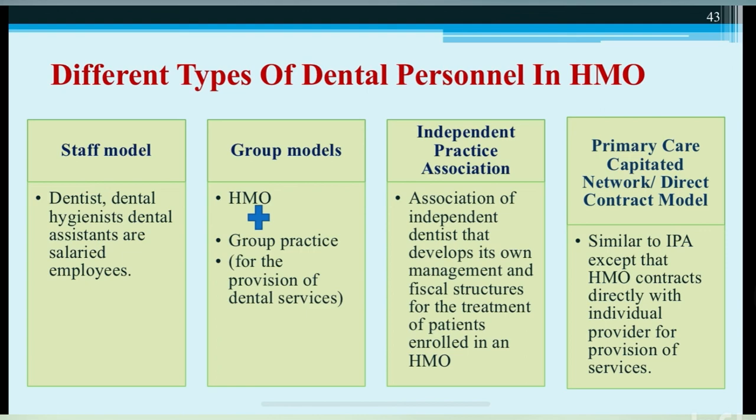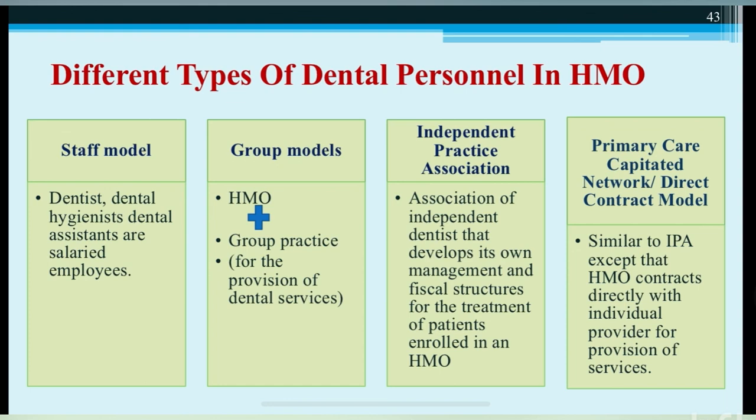So see what was happening in group model. The group of practitioners were in agreement with the HMO for the provision of the dental services, whereas in Independent Practice Association, the independent dentists develop their own management and fiscal structure. There was the dentist of group practice, and here the dentist is the independent dentist. So they develop their own management and fiscal structure for the treatment of the patients enrolled in an HMO.